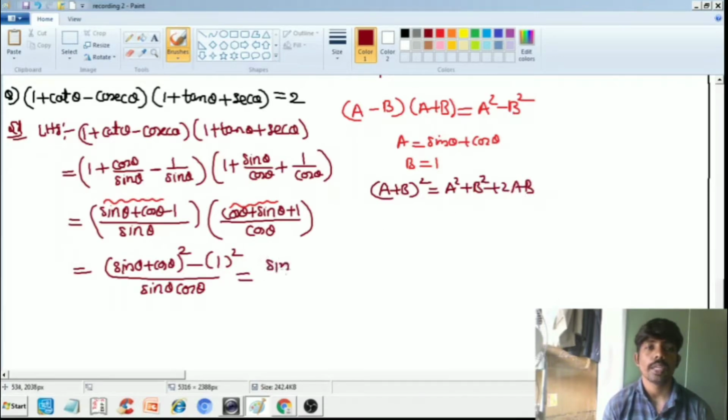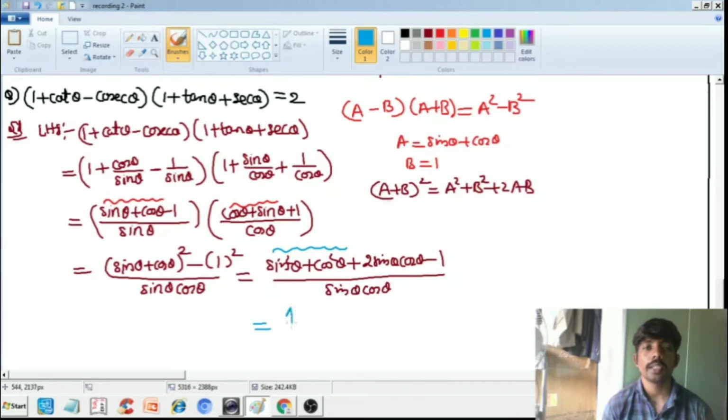Now sin square theta plus cos square theta plus 2 sin theta cos theta minus 1 by sin theta cos theta. From here I can write, in the place of cos square plus sin square, the identity 1. So I am writing here in the place of that identity 1 plus 2 sin theta cos theta minus 1 by sin theta cos theta.